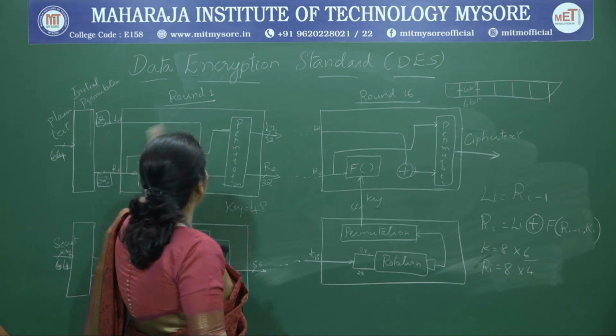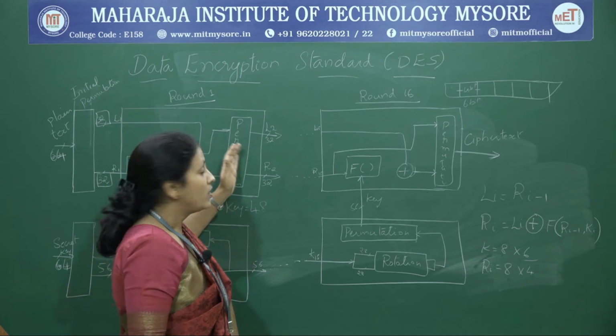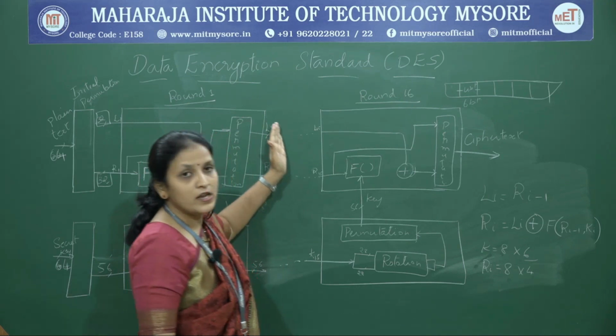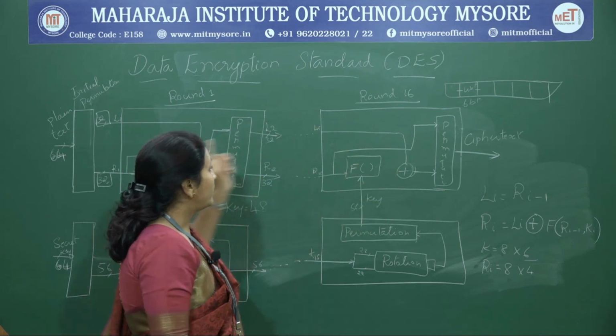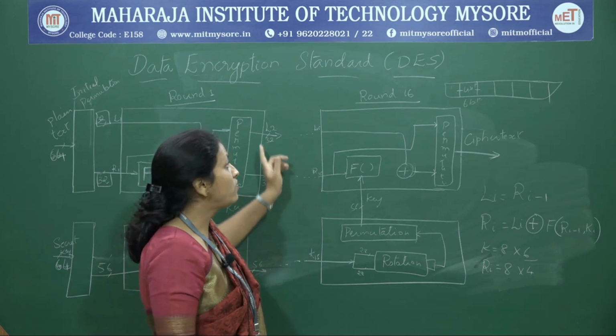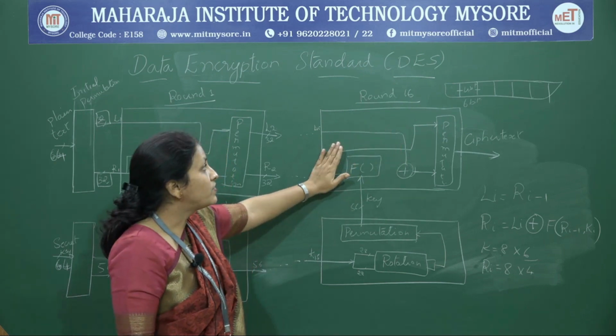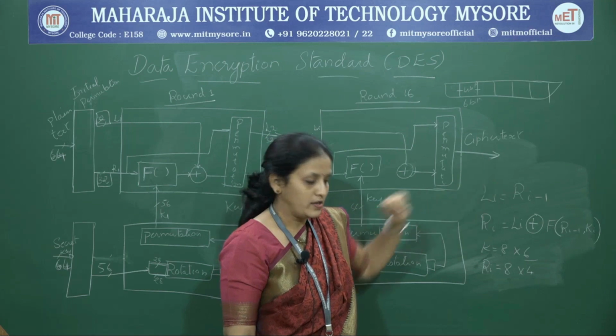Here this Li and Ri are again permuted, or shuffled, and then the resultant Li and Ri are fed as an input to the next round. So, this entire procedure is repeated 16 times. So, we have 16 rounds here. At the end of the 16th round, we are going to get the ciphertext, that is, the encrypted text.